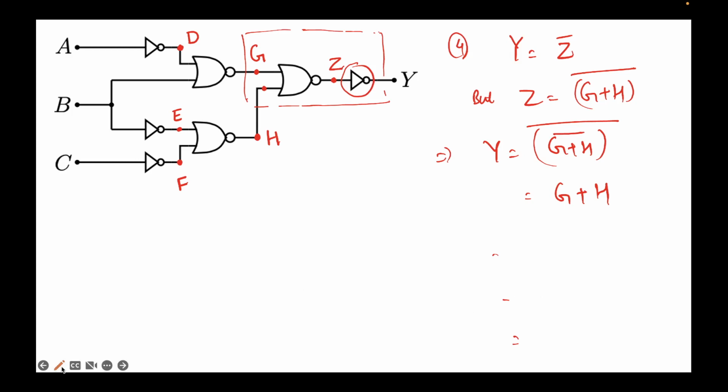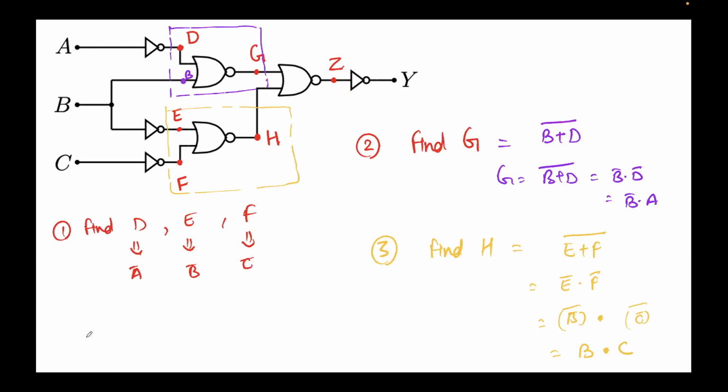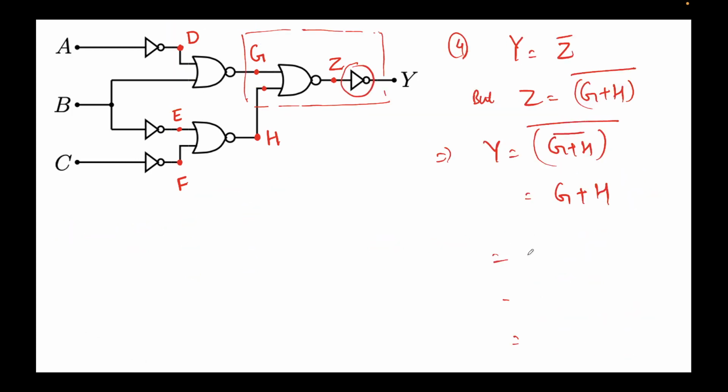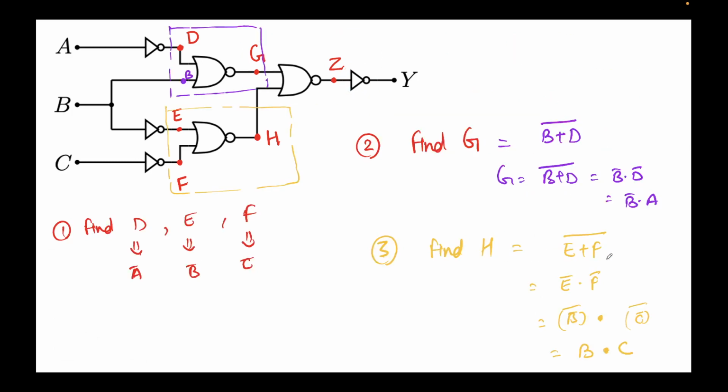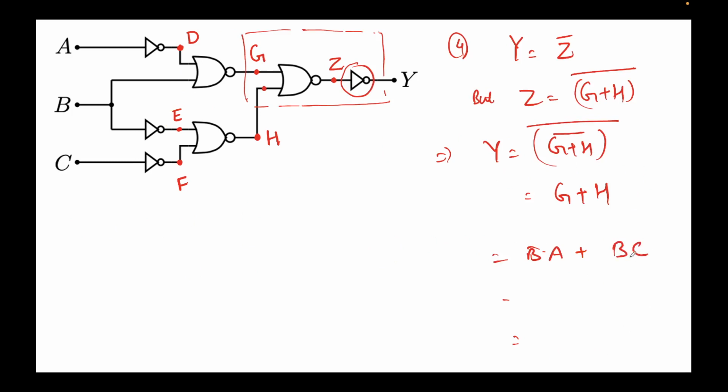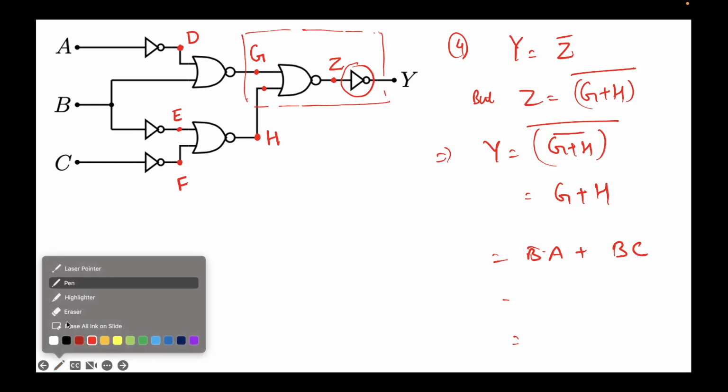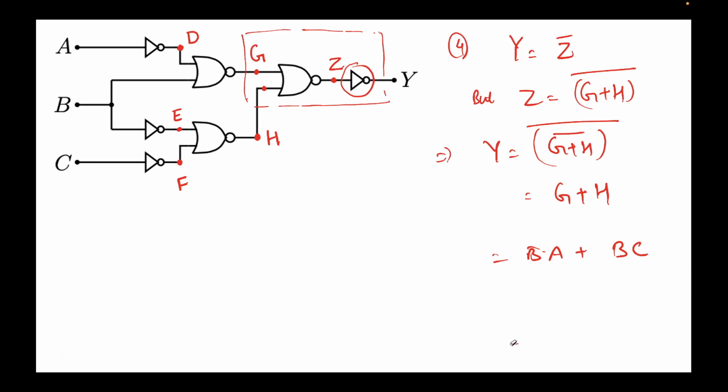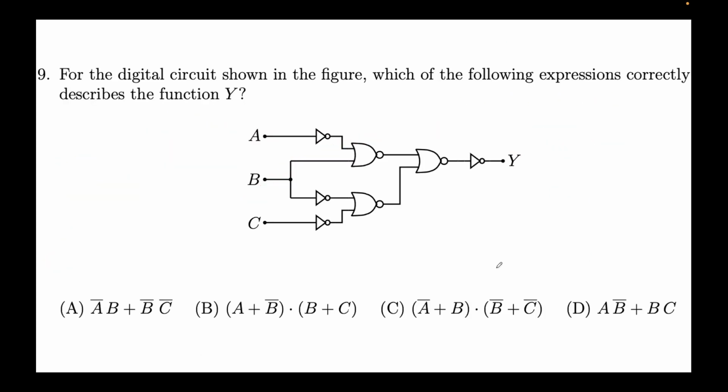Yeah, G plus H. The value of G that we have obtained was B bar times A, plus H was BC. So B bar times A plus BC. There are no famous expressions so that we can reduce it further, so that will remain our answer here. So that is B bar A plus BC, plus BC, yeah, option D. So that is the correct one.